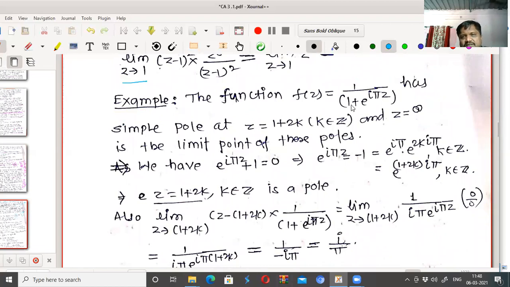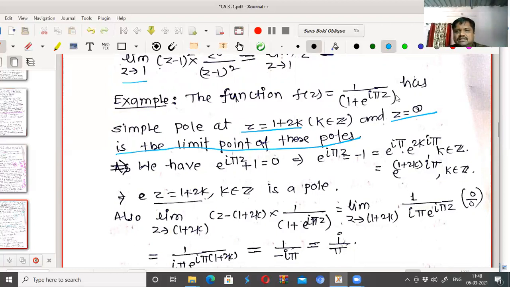Similarly, the function 1 upon 1 plus e to the power i pi z has a simple pole at z equal to 1 plus 2k, and z equal to infinity is the limit point of these poles. What we are saying is that the function f(z) given by 1 upon 1 plus e to the power i pi z has a simple pole at z equal to 1 plus 2k, and z equal to infinity is the limit point of these poles.